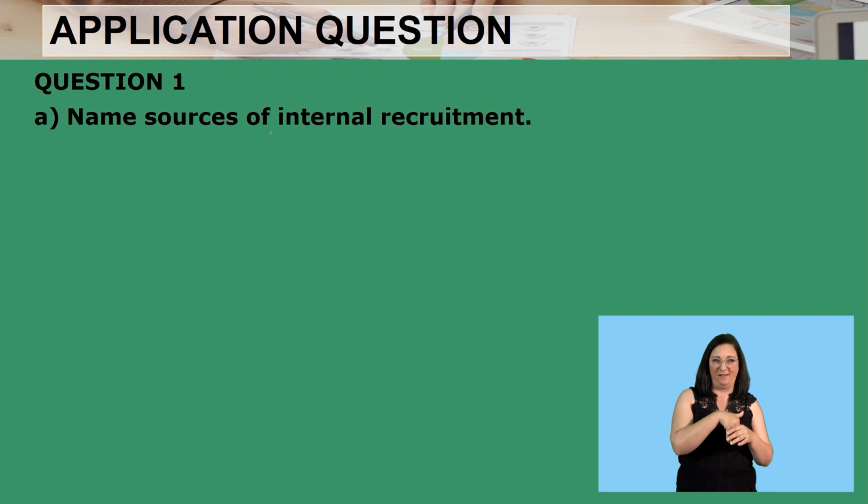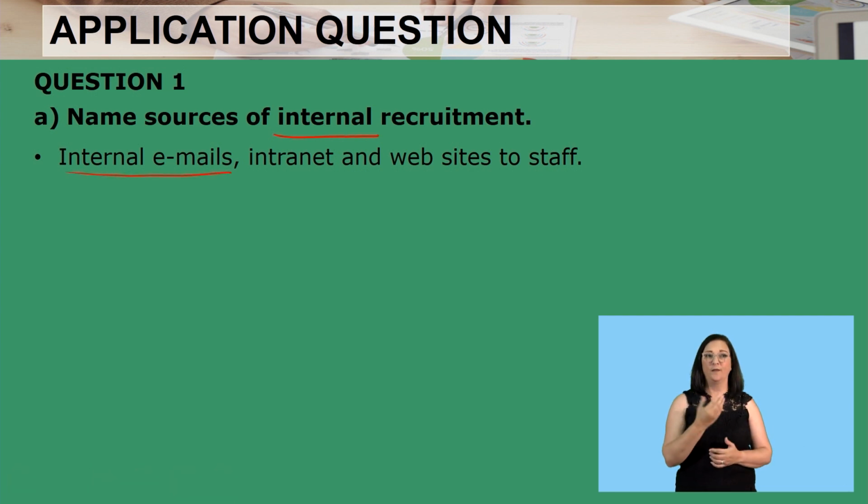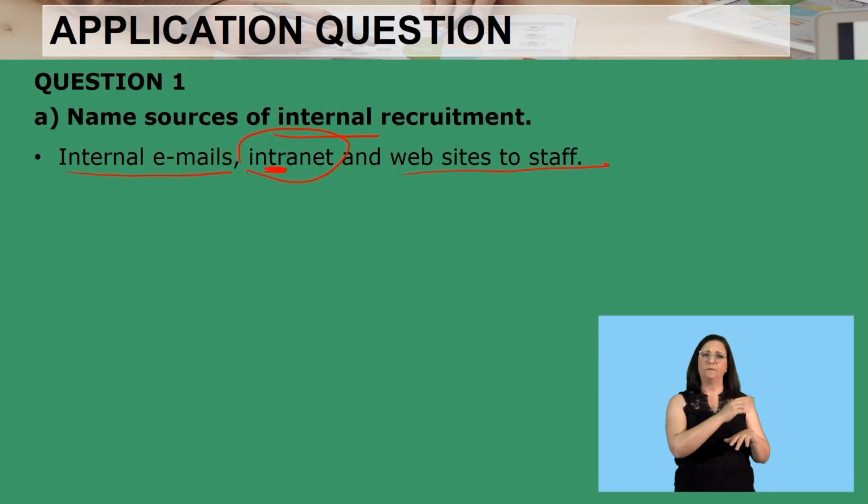The key word is internal recruitment, the sources. What are the sources? We've got internal emails. I hope you can see. Internal emails, intranet, very important, intra, not inter. Intra means inside. And the websites to the staff. Don't forget, I said internal, people who are within the business, people who are already working for our business. So this is the first source that we can use.